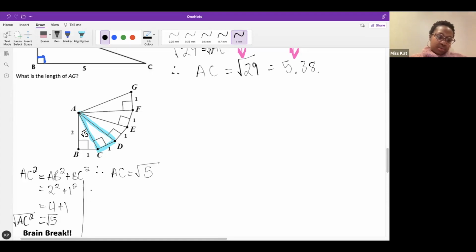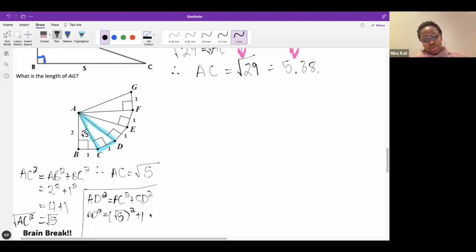Okay, so now we have AC. Now let's use AC. I know, guys, I tried to draw a line and my brain was like, okay. I actually can't. I see a lot of you guys already giving me the answer. So in this one, AD squared will be equal to AC squared plus CD squared, okay? So then AD squared will be equal to, how much is AC squared? I want to see how many of us got this, plus 1 squared.